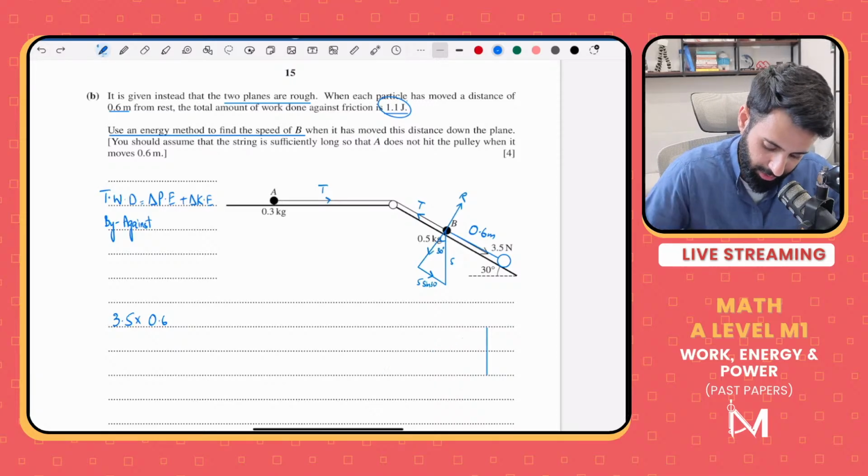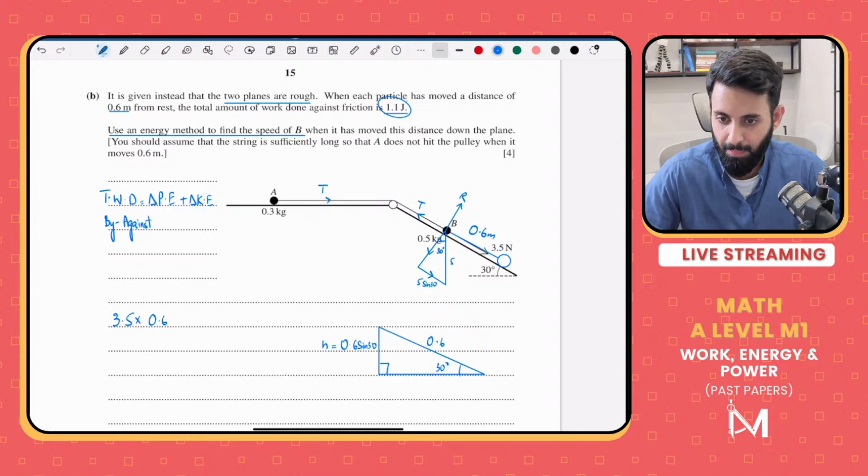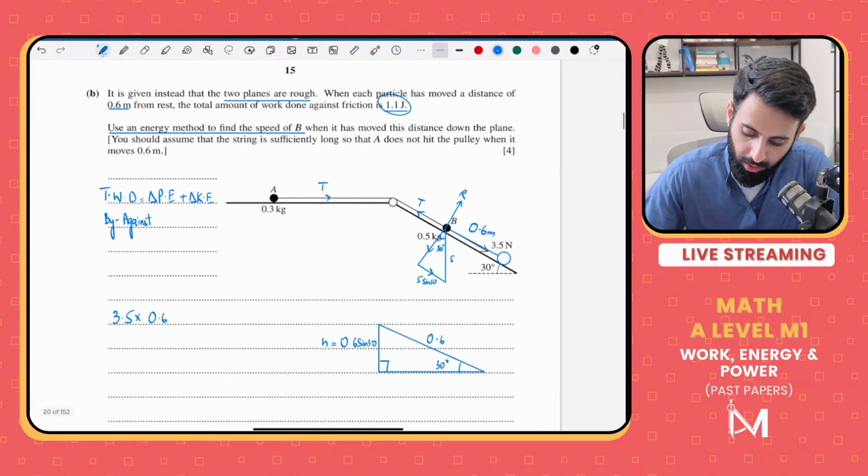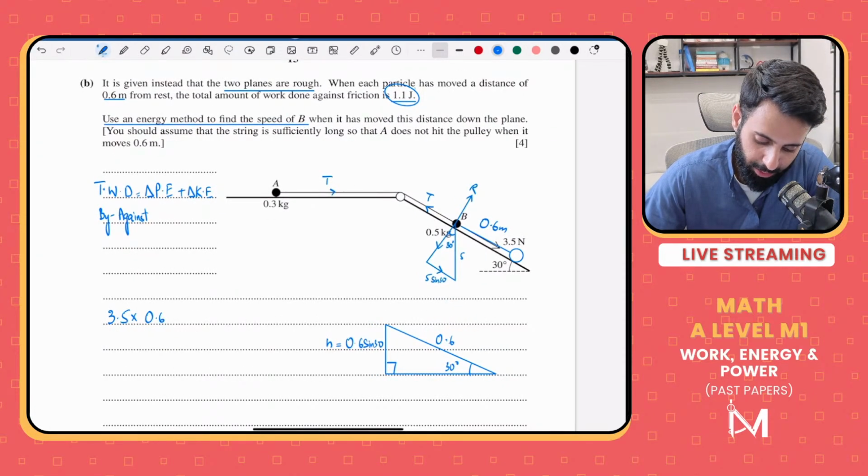So in order to find out the height, we're going to draw a separate triangle. Here it is. This is 0.6. The angle is 30 degrees. So the height is equal to 0.6 sine 30. Okay. Now, 3.5 times 0.6, that's the work done by the driving force.